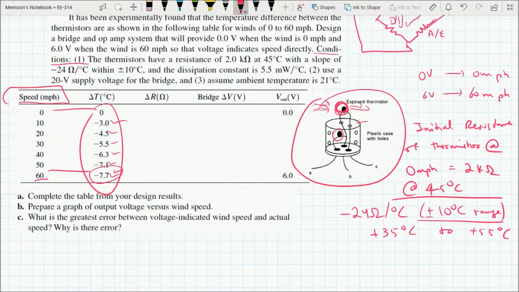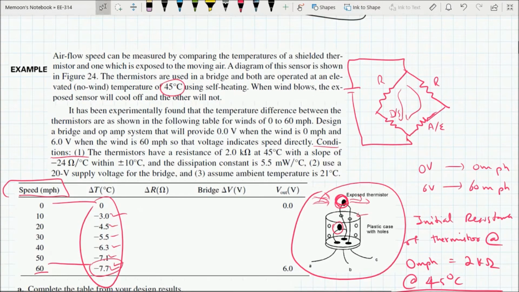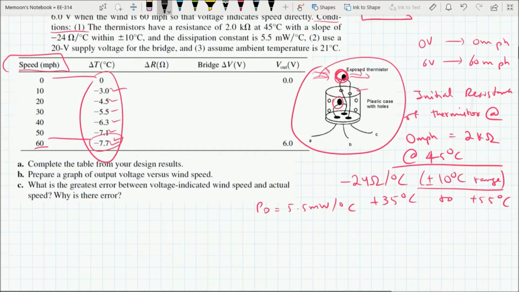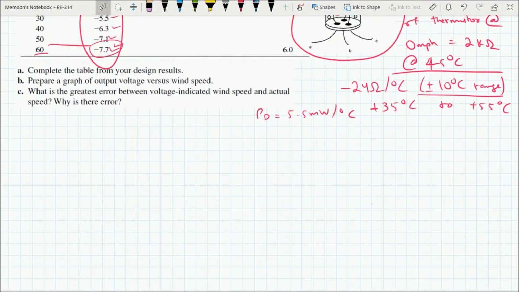The dissipation constant PD is 5.5 milliwatt per degree Celsius. The voltage supply of this bridge is 20 volts and the ambient temperature T is 21 degrees Celsius. That is very important. So now we have some conditions, we have some data, and we understand the problem. So let's try to solve this problem.